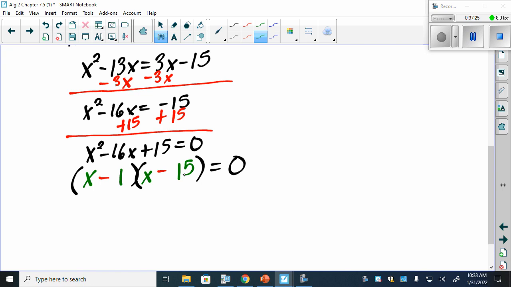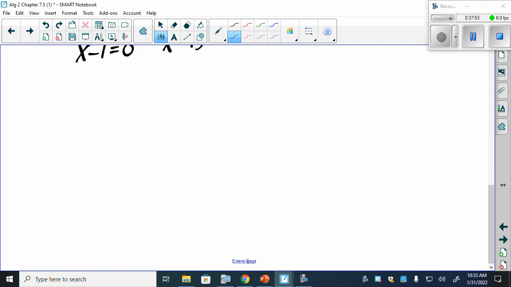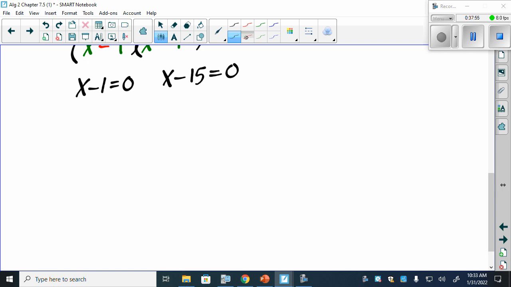Now, here, because we did factor it, yes? And I have two things multiplied together, they give me what? 0. Well, if two things multiply together to give me 0, it means that one of these has to be 0. That's the only way that we can multiply two things together to get 0, is that one of them has to be 0. So either x minus 1 is 0 or x minus 15 is 0, and that's our zero product property. So we'll split them up, set them equal to 0, and then finish solving.